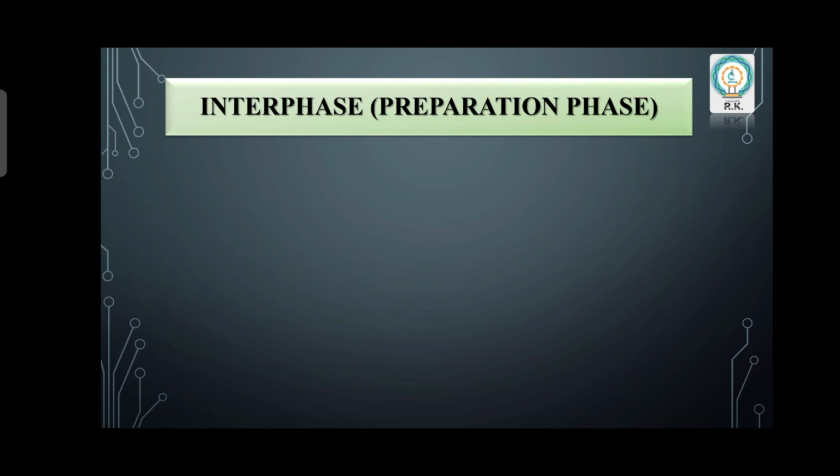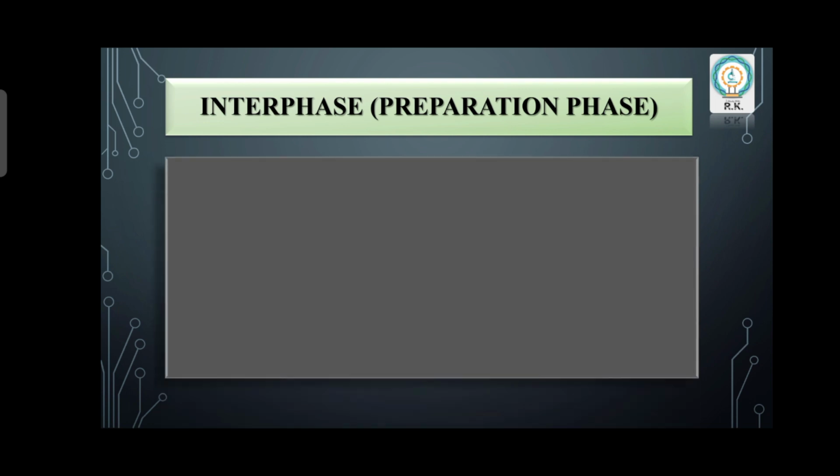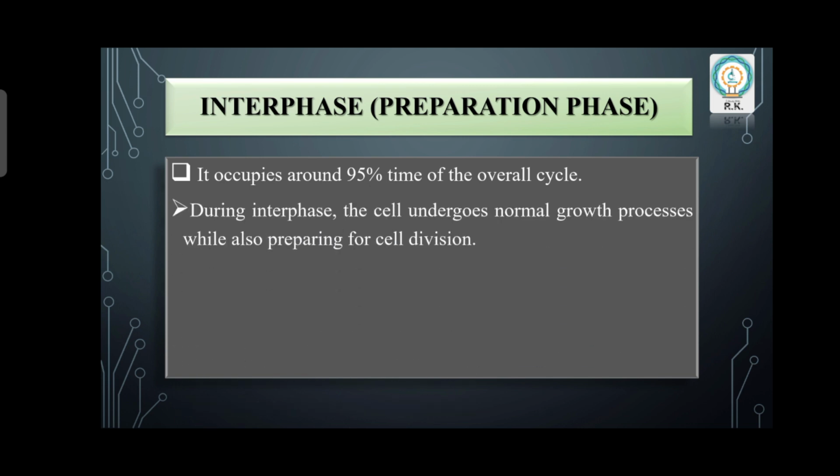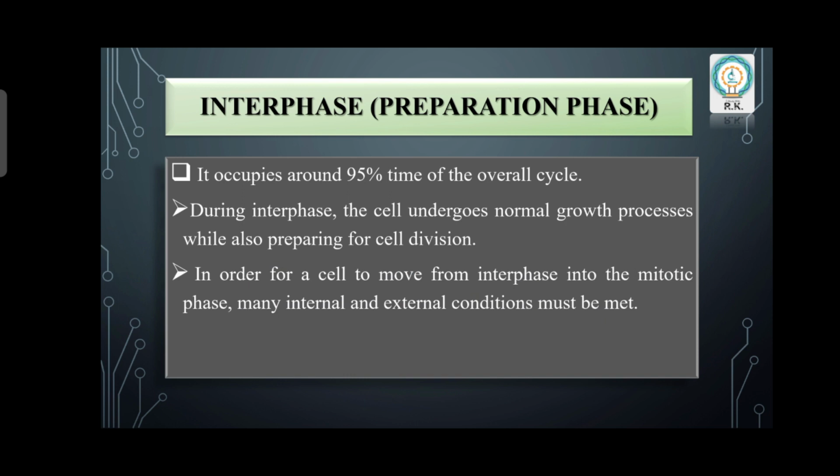Now interphase, as I said, is the preparation phase. It carries about 95% of the time of the overall cycle, and during this phase the cell undergoes normal growth processes and also prepares itself for cell division. In order for a cell to move from interphase into the mitotic phase, there are many external and internal conditions which cells have to meet. Each of these things will be carried out during interphase, and it has three phases as we discussed in the above slide: G1 phase, S phase and G2 phase.